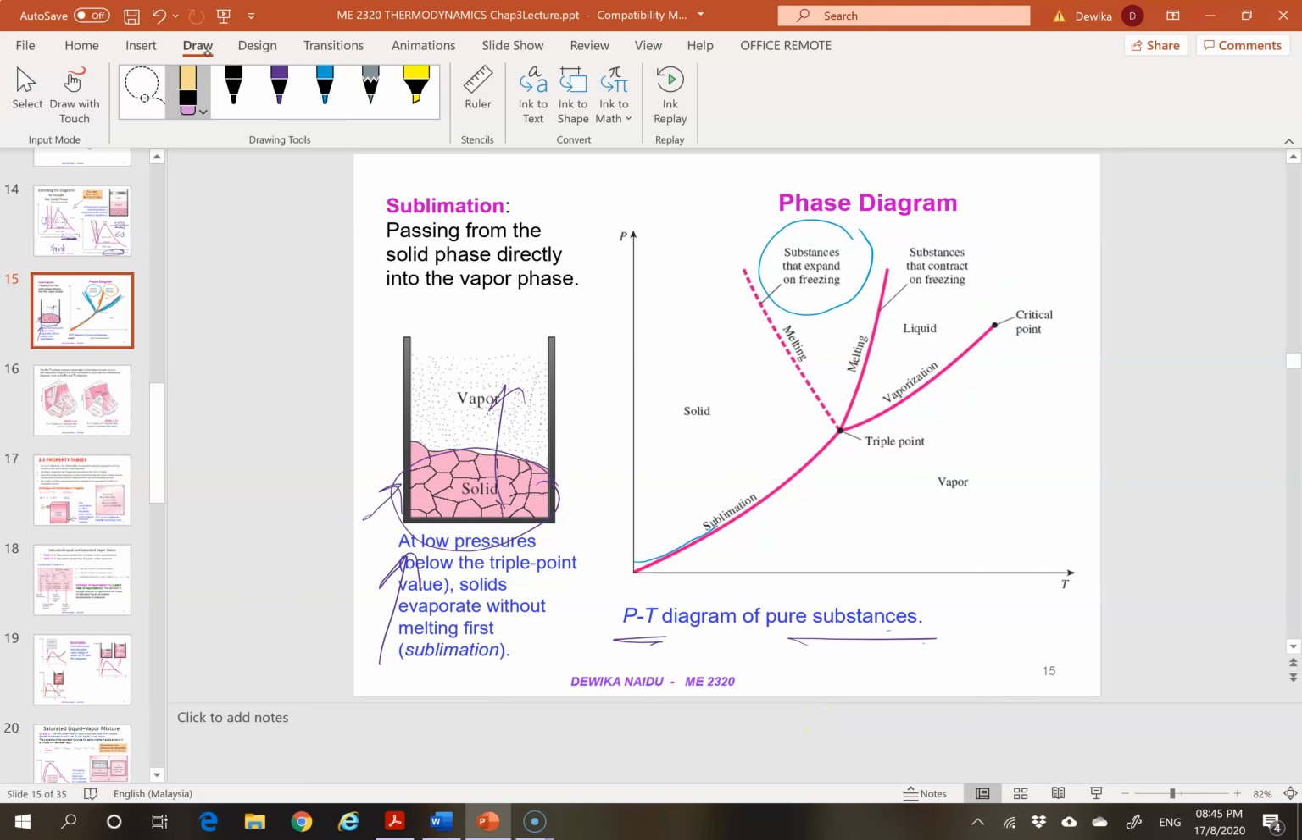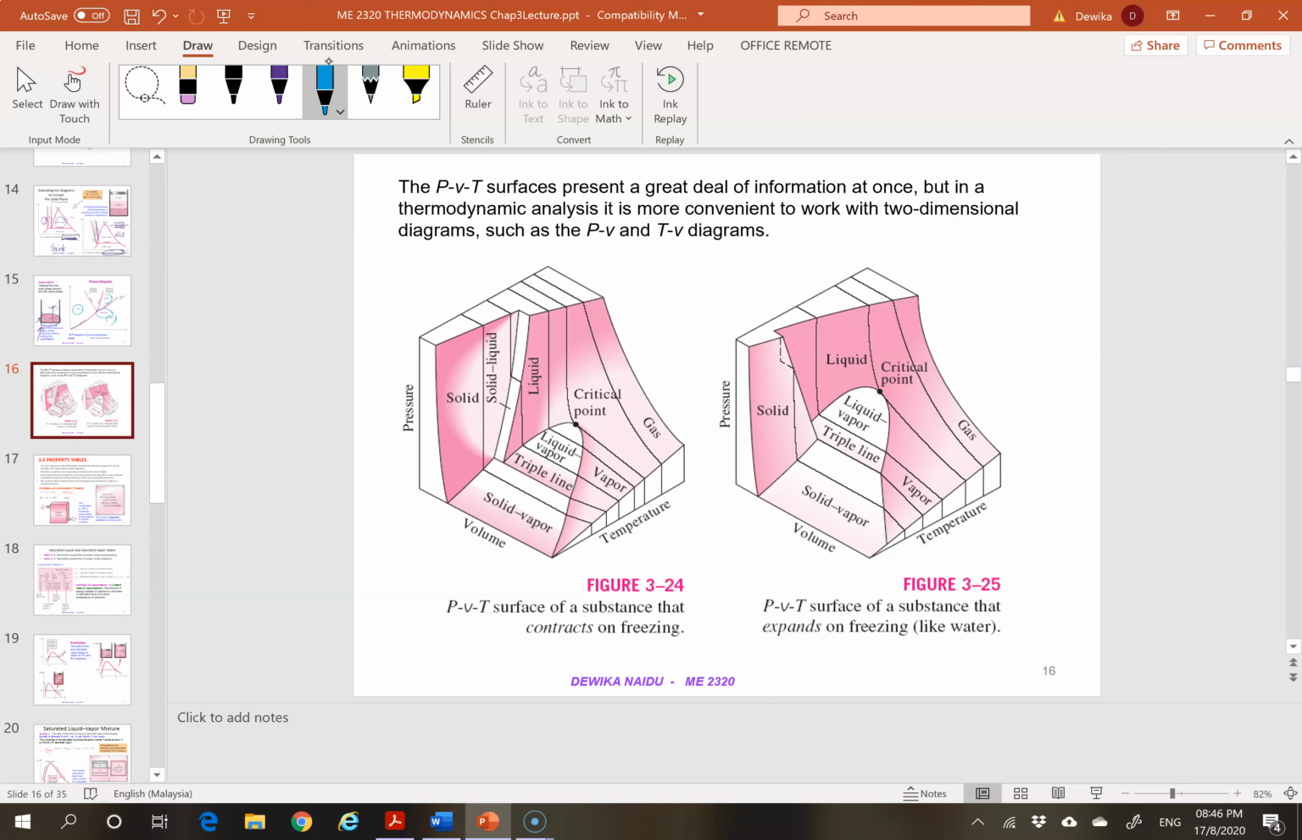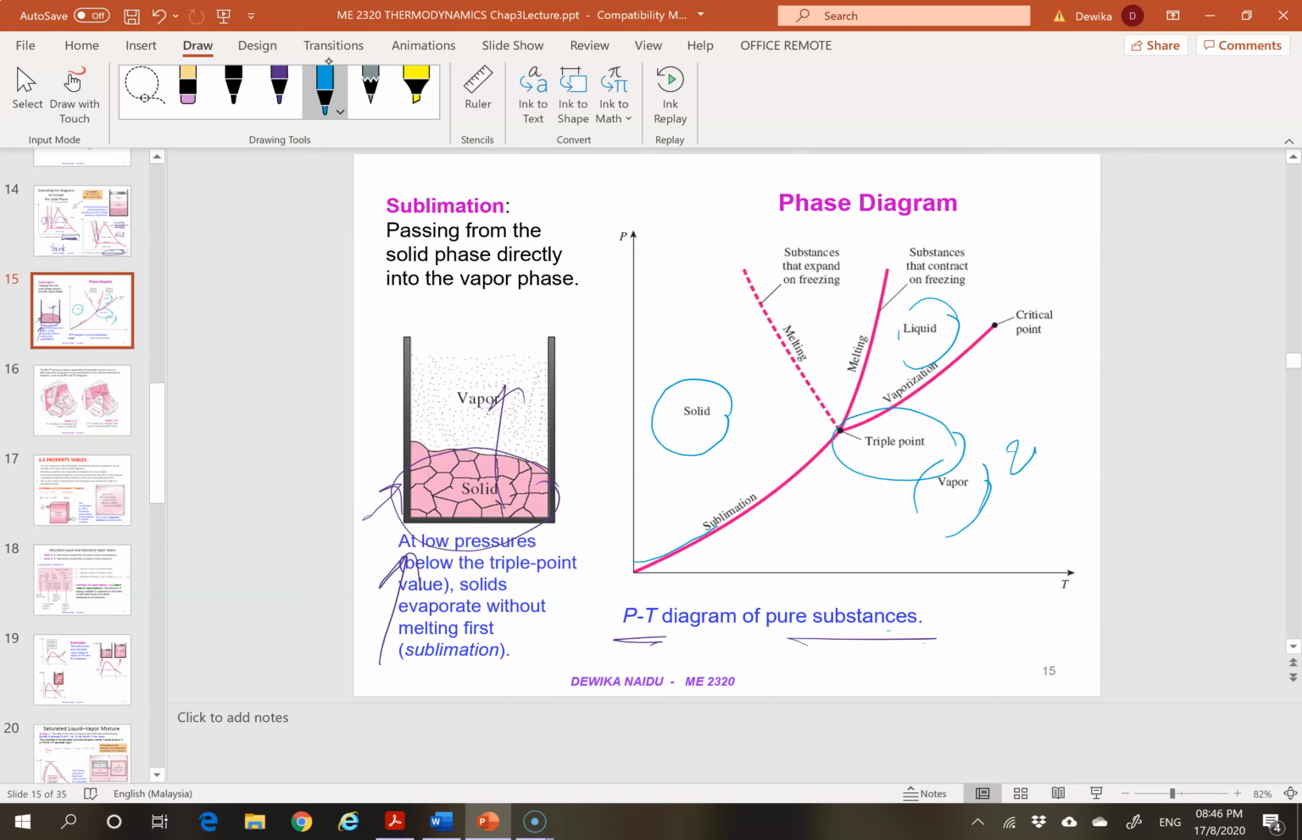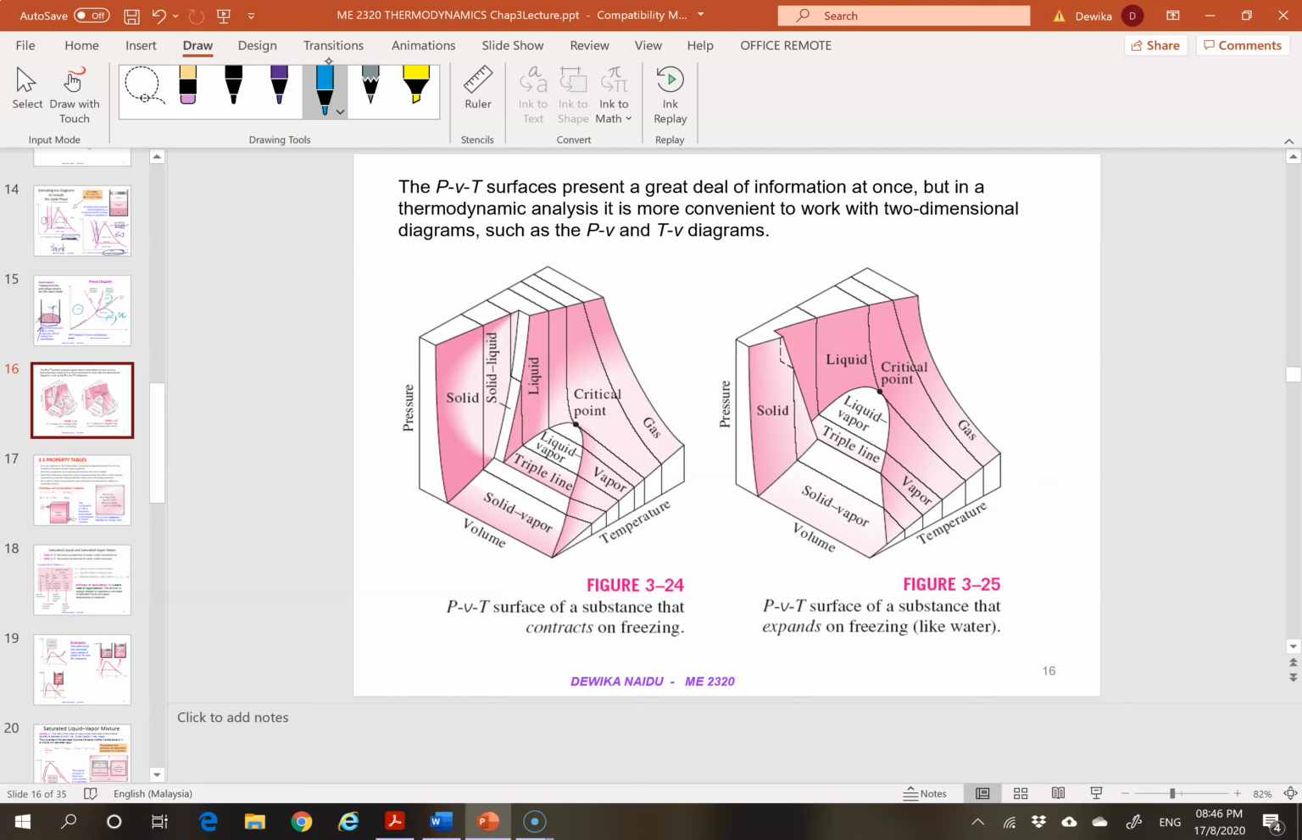Now if you observe here, there is a point that's called the triple point. What is a triple point? A point where vapor, solid and liquid coexist at the same point. Okay, so that is known as the triple point. The same diagram earlier is 2D. If you want to represent this, it will be in 3D. Can you see? This is a 3D diagram for a substance that contracts in freezing, and this is for one that expands in freezing.